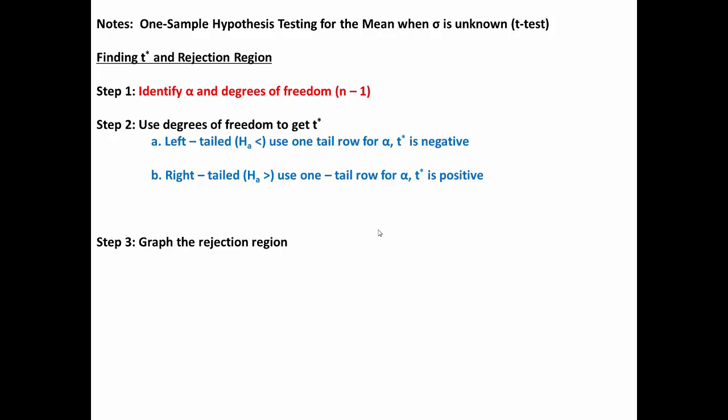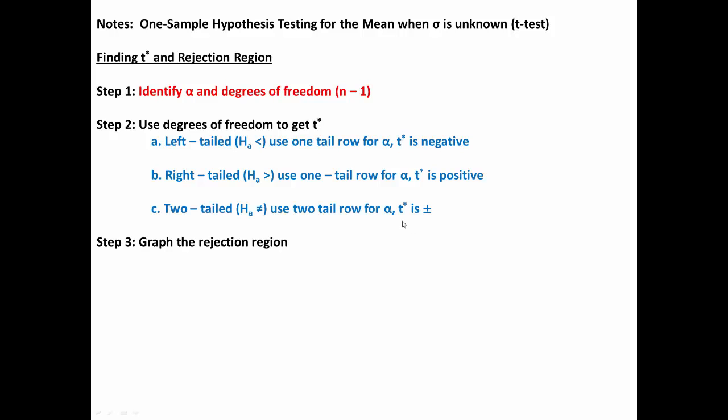Right-tailed, that means the alternative hypothesis was greater than some number. Use the one-tail row, but then T star is positive. Don't ask me why. I probably shouldn't have done this. I probably should have combined this page with the next page and explained this, but it's too late. And I won't change it for next year. I'll just say the same thing. I probably should have done this.